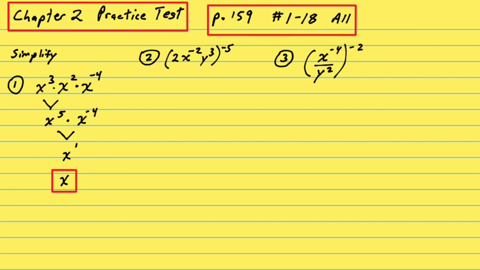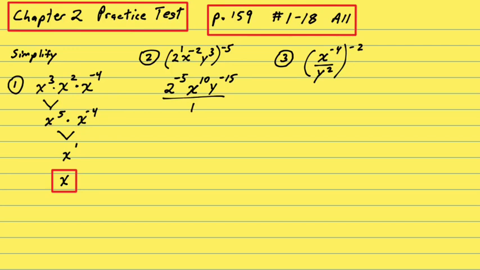On number 2, this is powers to powers. That means you multiply your exponents. So this would be 2 to the 1 times negative 5 is negative 5. X raised to the negative 2 times negative 5 is positive 10. Y to the 3 times negative 5 is negative 15.